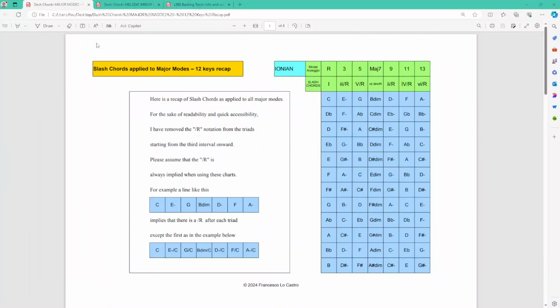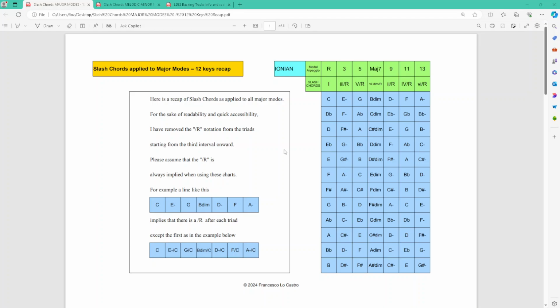The answer to that is simple. So for A Ionian, all I did was to go to these charts here. These are the slash chords applied to the major modes, 12 keys recap. And for Ionian, I went to A, here it is, and it's telling me I can use these triads over a bass of A. And if I remember well, for the backing track, personally, I went with either an F sharp minor triad or an E triad. I didn't want to use everything, not to confuse you. So I used these two.